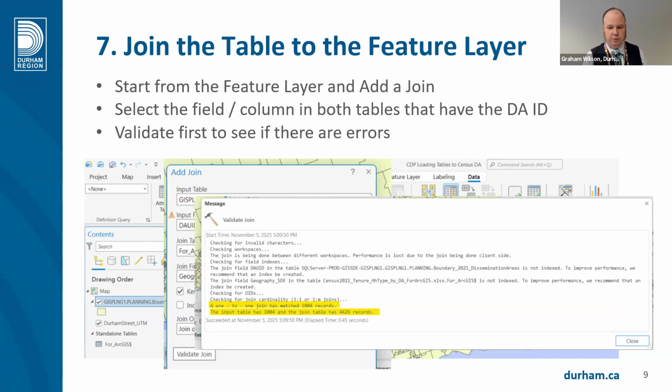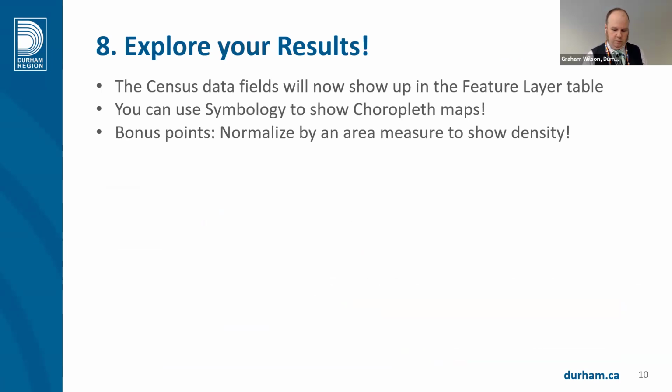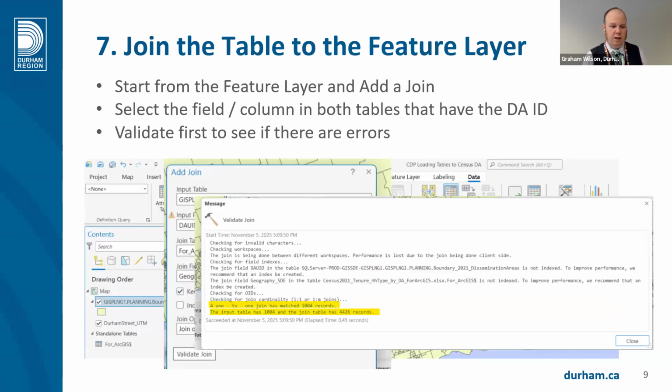ArcGIS Pro gives you a message output, and this one says that it has joined 1,004 records. That's good because my input table has 1,004 rows. So it means it found something for all of them. You can see the join table has many more rows.